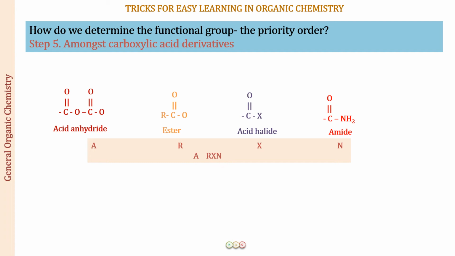well, the priority order for the carboxylic acid derivatives is learned. The acid anhydrides are higher in priority than the esters, then the halides, and then the amides. Easy enough. So let us move further.